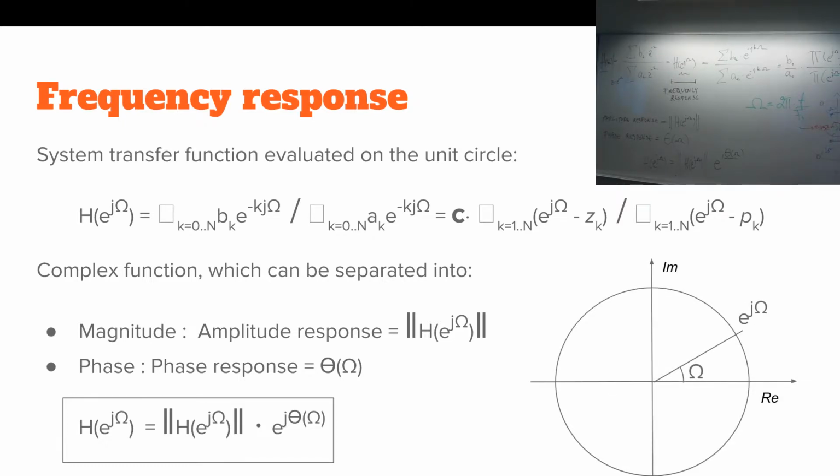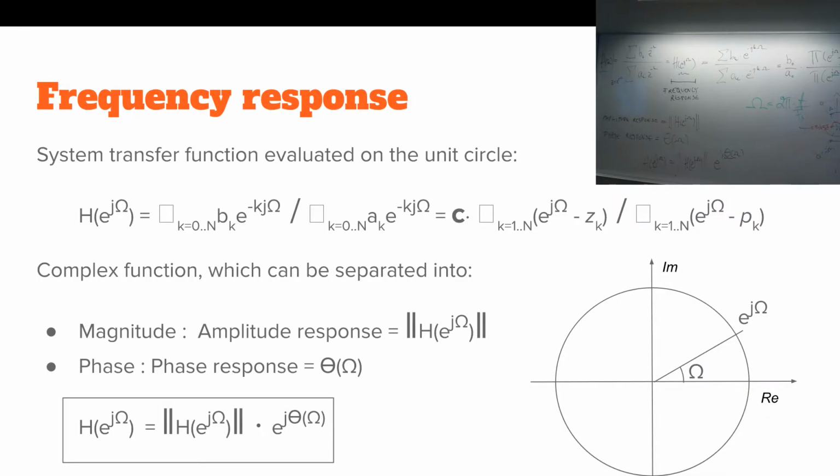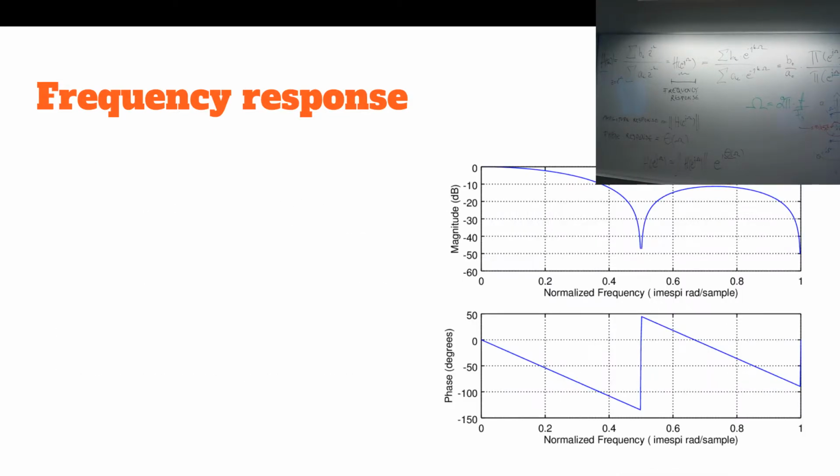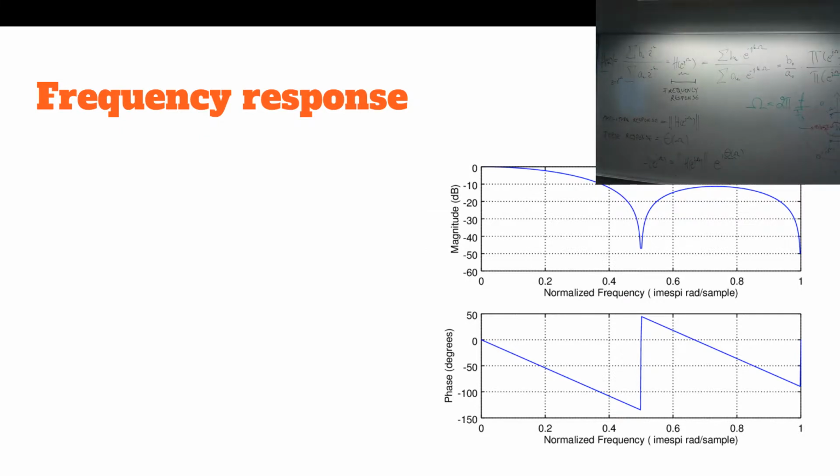I have a nice picture of that one there. It doesn't have everything on it. All right, that's one example of an LTI system, amplitude or magnitude and phase response. And this is the 4-point running average filter.